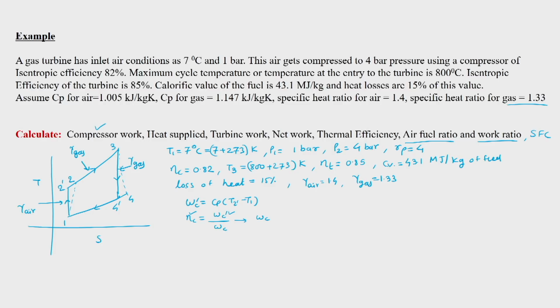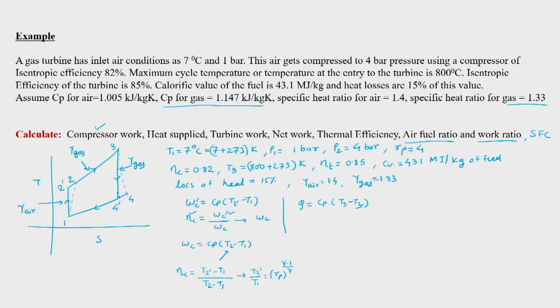Then we want to find out the heat supplied. Heat supplied is simple. Here Q is equal to Cp gas, which we are given, into T3 minus T2. So we could find out T2. Here Wc can also be found as Cp into T2 minus T1, but in this case we need to find out T2. So for T2 we use the formula: T2 dash minus T1 divided by T2 minus T1. Here T2 dash would be found from T2 dash upon T1 and Rp raised to gamma minus 1 upon gamma. So Rp is known, T1 is known, gamma for air will be used, and then we can find out T2 dash.